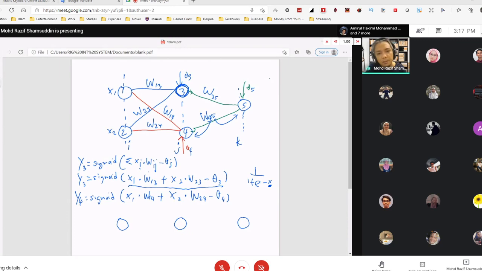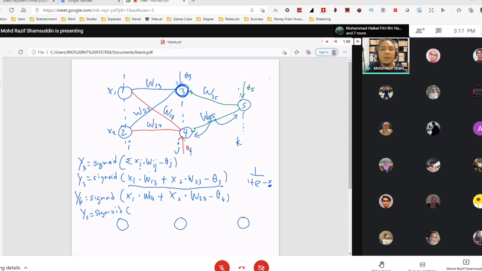Now, this is the activation at the hidden level, right? So the output is not yet concluded. The final activation, or the final output, is sigmoid.